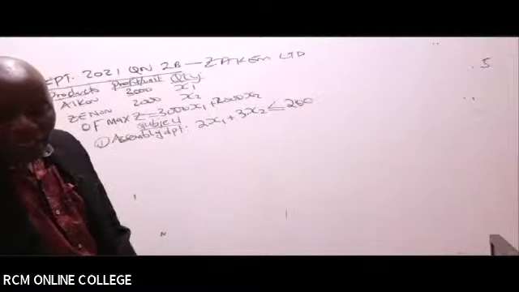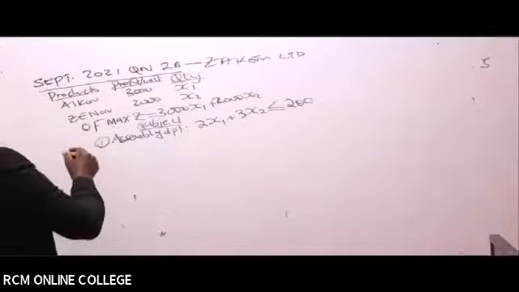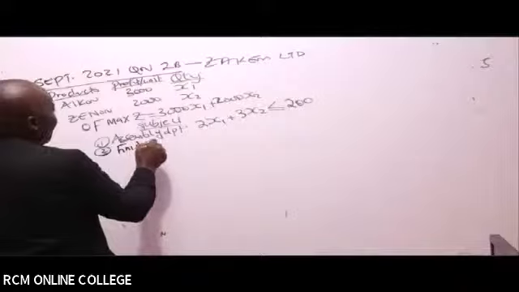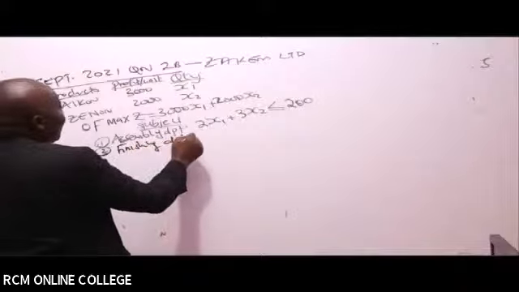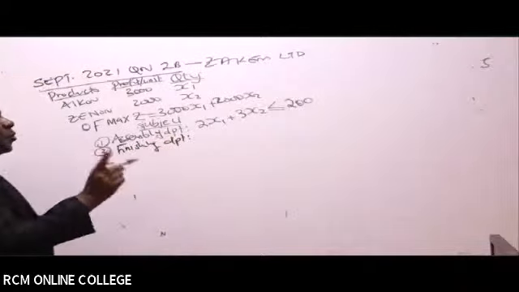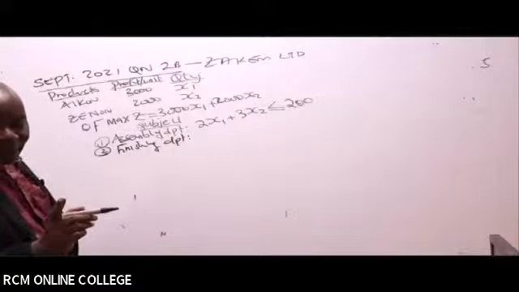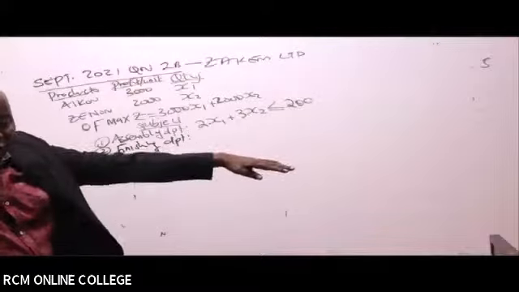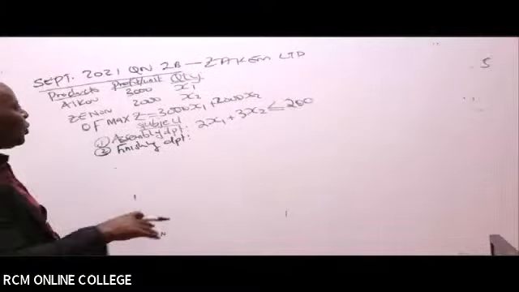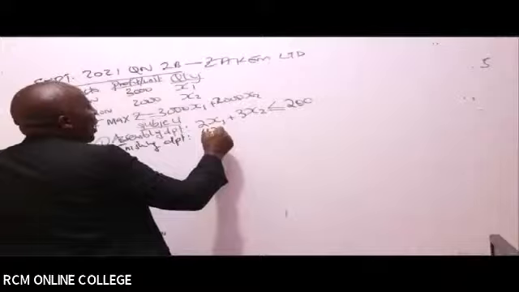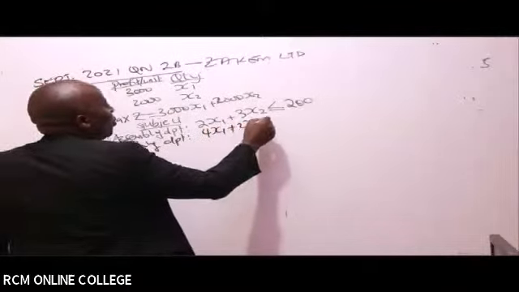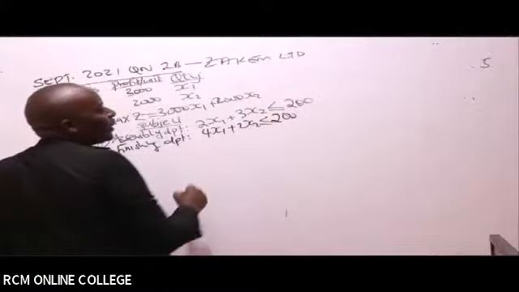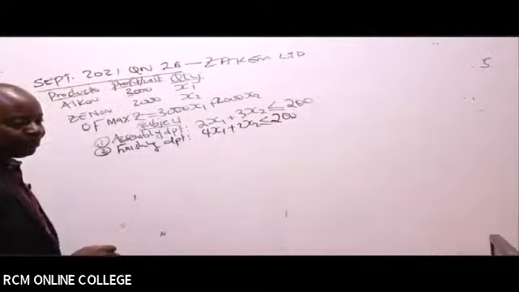Then kindly go ahead and write for me number 2, the finishing department. I can see the usage per unit: under finishing, we have 4 and 2. So 4x1 plus 2x2 is less than or equal to, again, 200 maximum for this department.